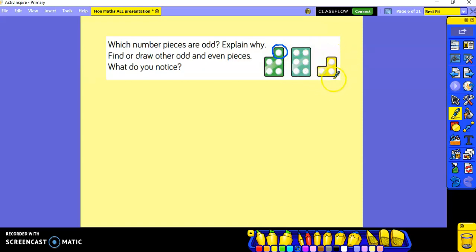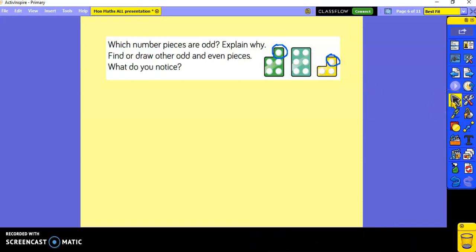So let's have a look at the number 3 here. I've got 1, 2, 3, 2, 3. And I can see that here, this one is odd because it doesn't have a pair. So I wonder what other numbers you managed to find and you drew.